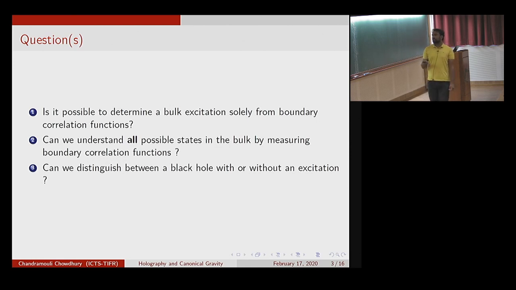And finally, all of this is really leading to this question where, if there is a black hole with an excitation inside or without an excitation inside, can we actually distinguish between these two things? Most of these questions are motivated from the fact that we cannot do much in classical mechanics for all of these three, and I'll try to explain this more later.